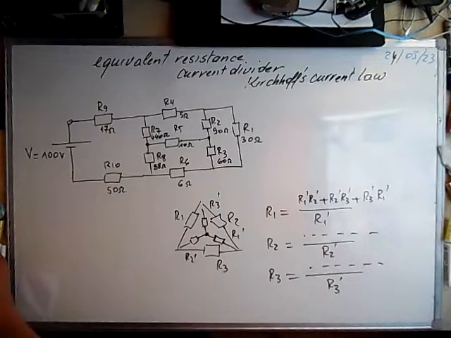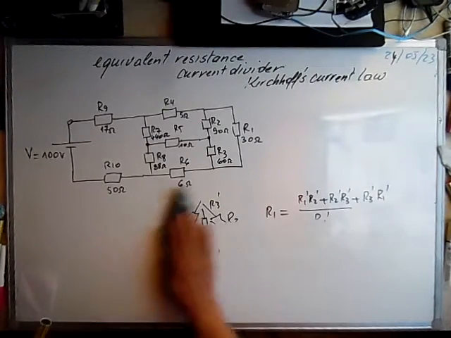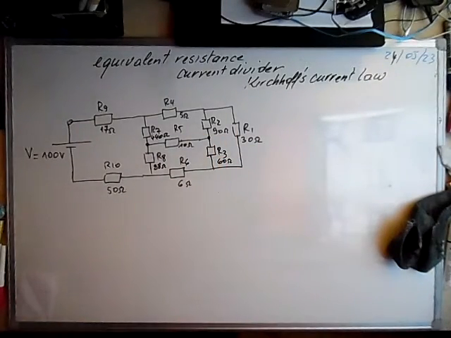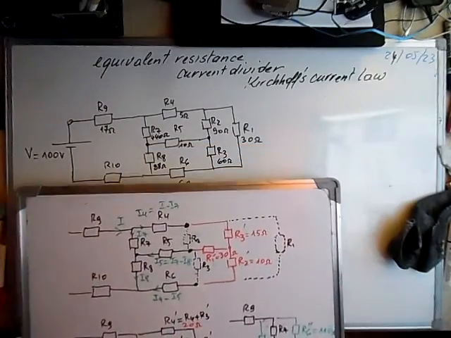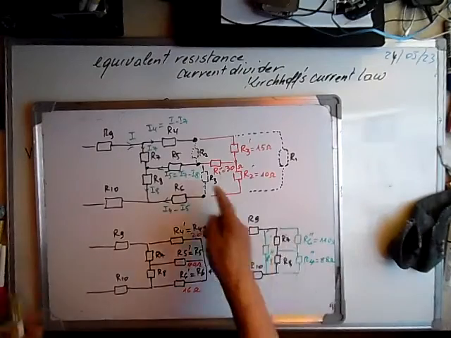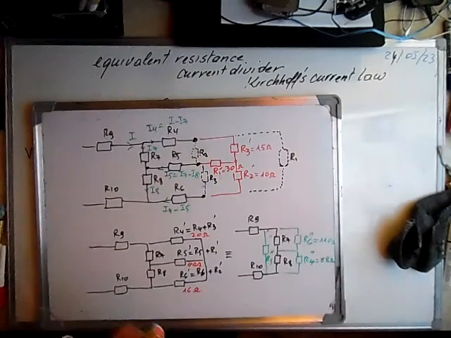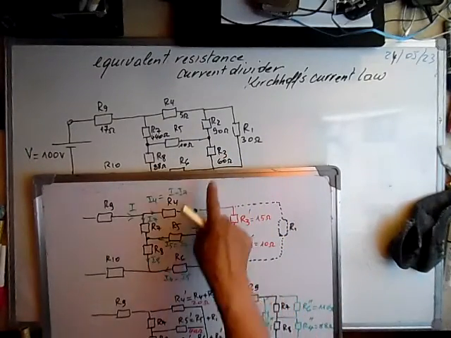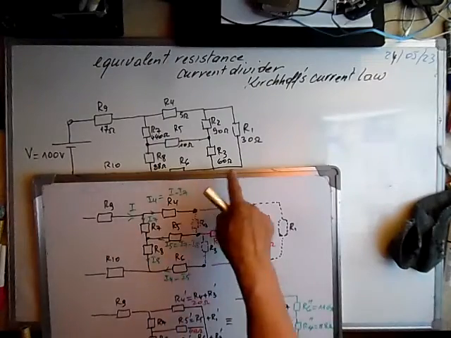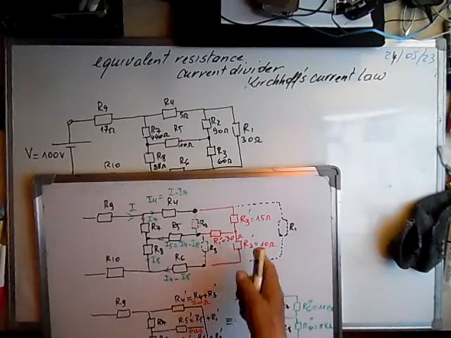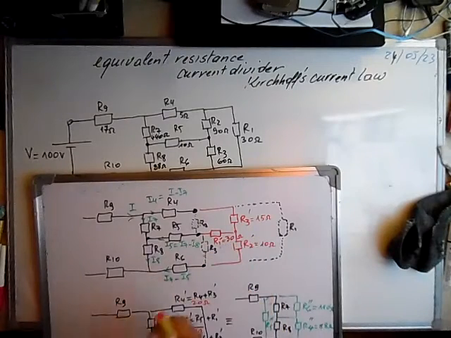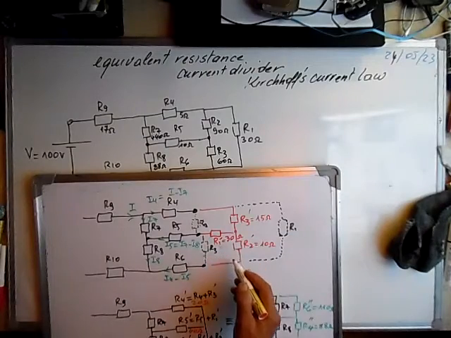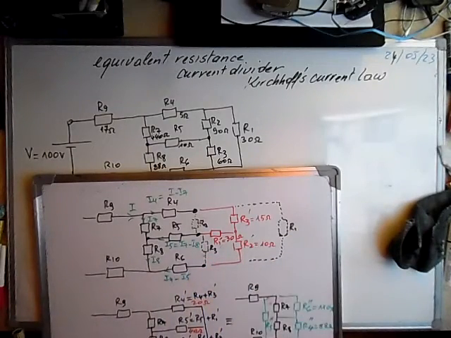So let's start to do the first transformation. Here we have a delta and we have the values here, and we transform it into an equivalent star. So if R1 is equal to 30, R2 is equal to 90, and R3 is equal to 60, we calculated the equivalent resistances of this. R3 prime is 15 ohms, R1 prime is 30, and R2 prime is 10.